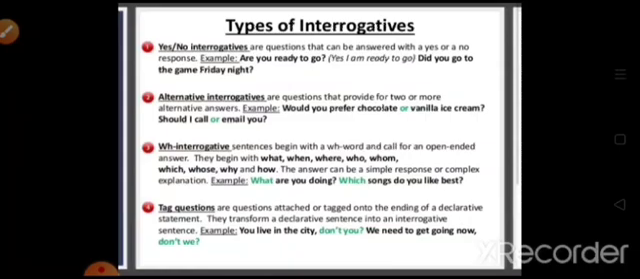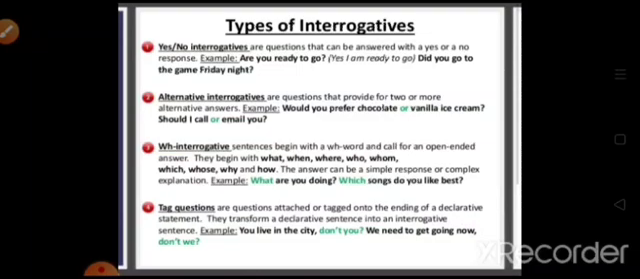Now let's discuss types of interrogative sentences. As we have discussed earlier, there are types of interrogative sentences. First is yes or no interrogative sentences, which are questions that can be answered with yes or no responses. For example, are you ready to go? Yes, I am ready to go. Did you go to the game Friday night? Yes. So these are the yes or no interrogatives.